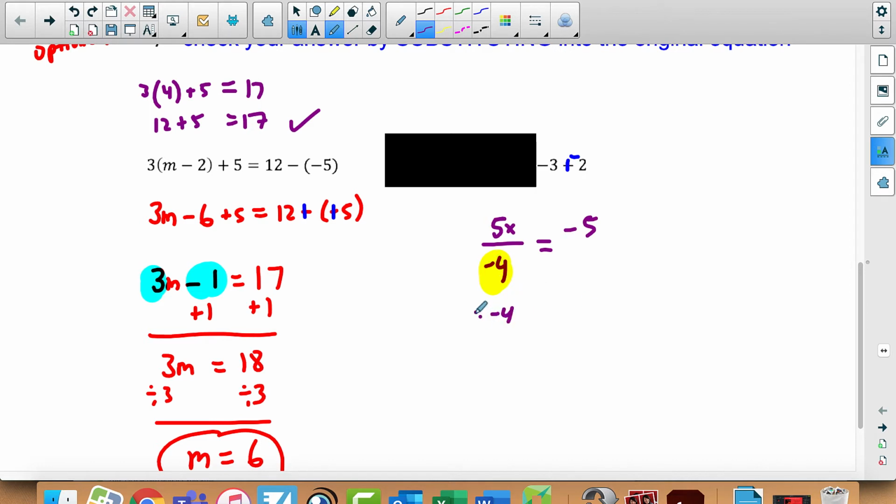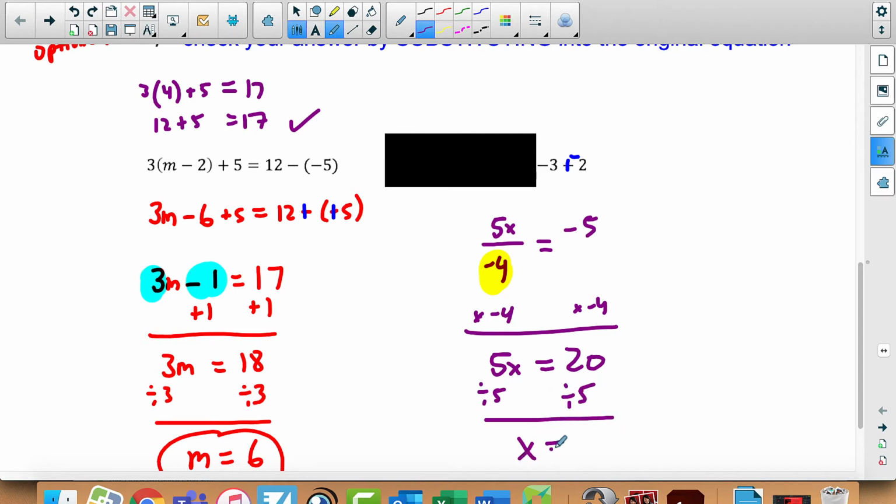What we do to one side, we have to do to the other. So we're also going to multiply this by negative 4. So those cancel, and you're left with 5x on this side. On the other side, negative 5 times negative 4. 2 negatives make a positive, and 5 times 4 is 20. Last step, this is 5 times x, so we do the opposite and divide by 5, and you get x equals 4.